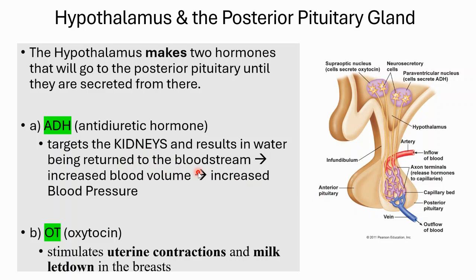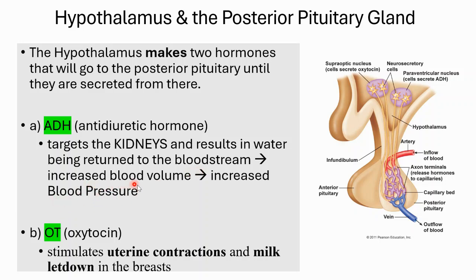So, in other words, I kind of call it the no pee hormone, because where does that water go? It doesn't leave the body in the form of urine, it goes back into the bloodstream. You're going to keep that water instead of excreting it out in the urine. Antidiuretic hormone, so it is going to ultimately, take a look at this, increase blood pressure.